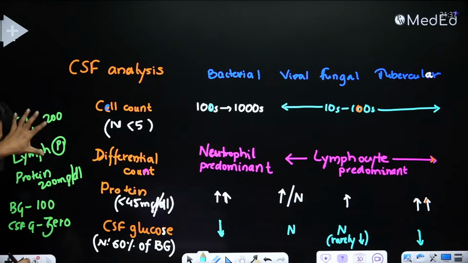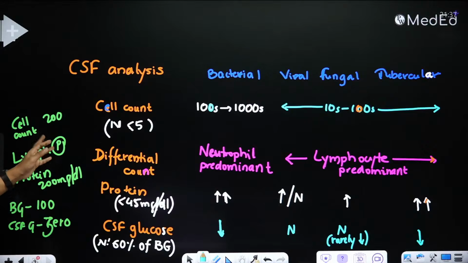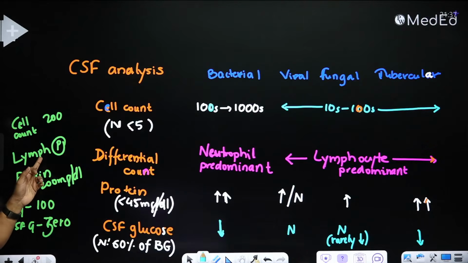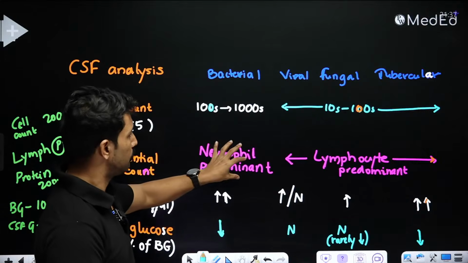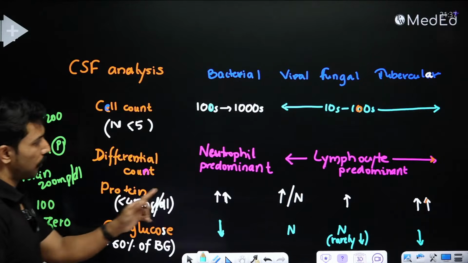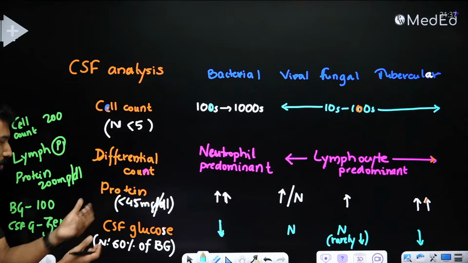So now here, what do you think it is likely to be? Cell count 200, it could be anything. But then the moment I see lymphocyte predominant, it is unlikely to be bacterial. It is fungal, viral or tubercular. Next thing I see protein. Protein can be raised in any of these. So here it is raised, it doesn't help me rule out anything.